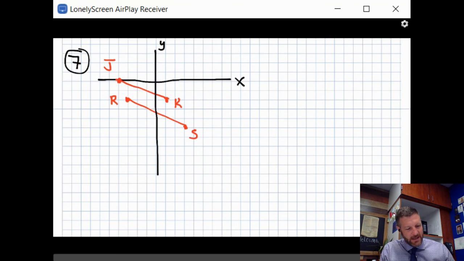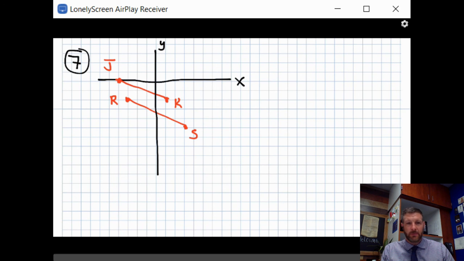Okay, and the last one, number 7, is a distance problem, just practicing the distance between 2 points. The problem reads, find the length of the given segments and determine if they are congruent. The two in number 7 are segment JK and segment RS, and we're trying to figure out, are they congruent? The whole point is just to practice our distance formula.